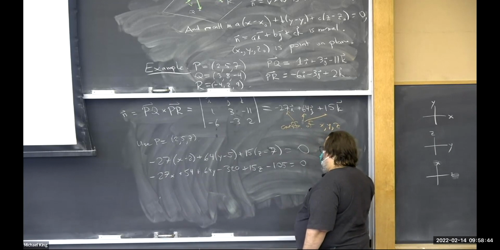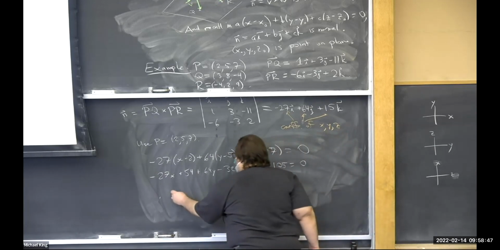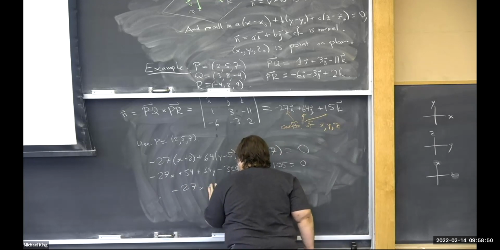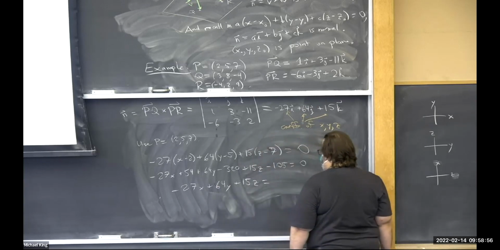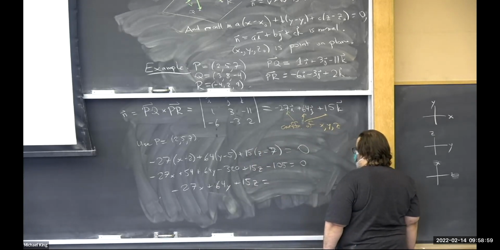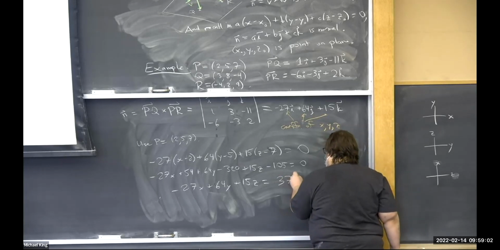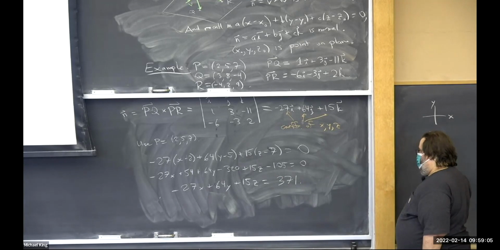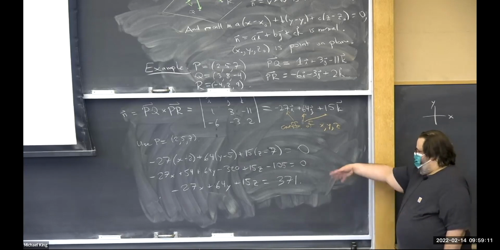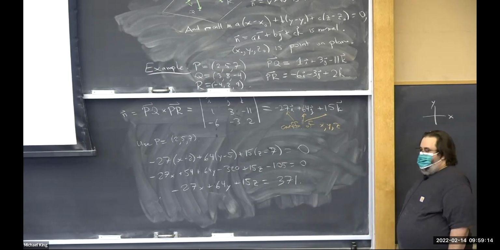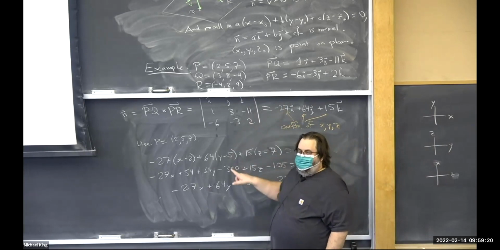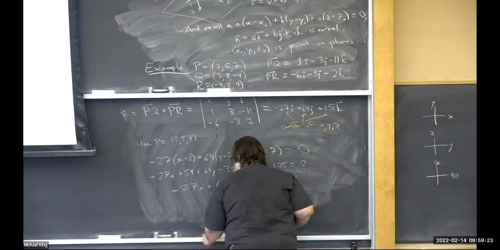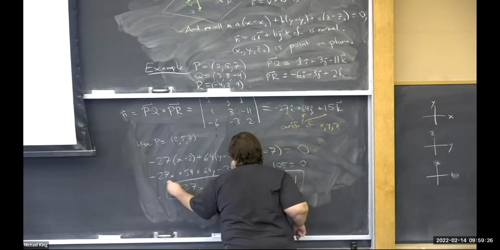Woo. So we get minus 27x plus 64y plus 15z, and I get maybe 371 here, but I could be wrong. Is that right? I just rearranged and did numbers. But the real reason, I hope this is right, is I want to plug each of these 3 points in and see if they satisfy it, because that's the whole point, right? We're trying to find an equation that contains all 3 of these points.